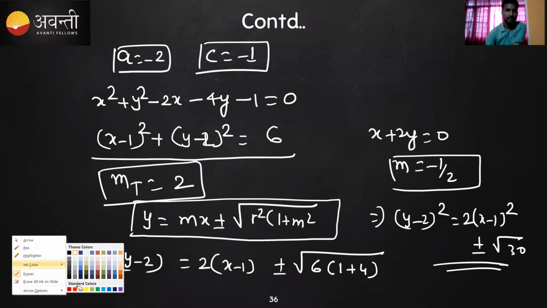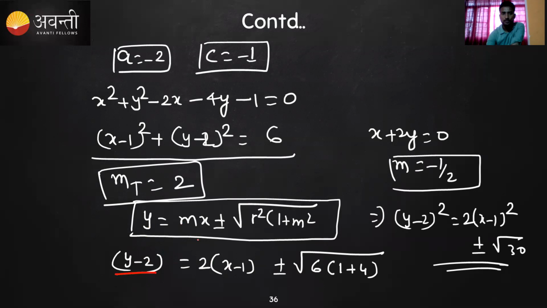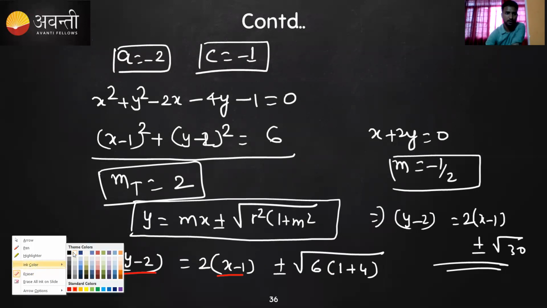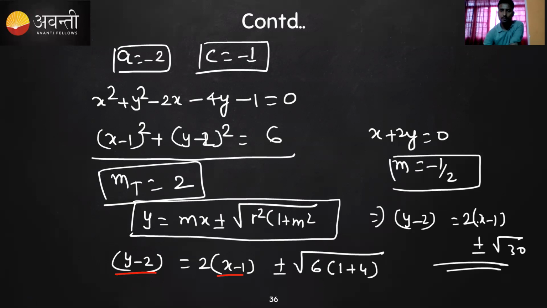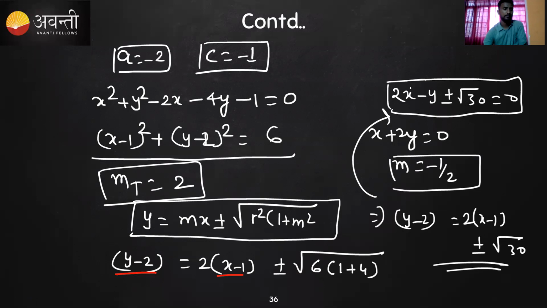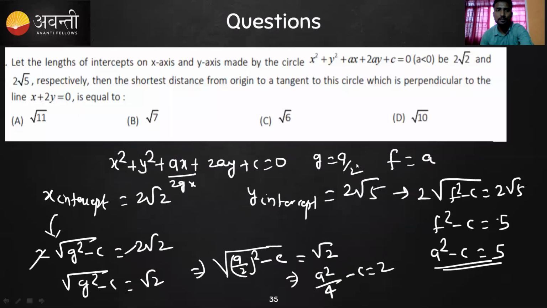I hope it is clear, this is actually y minus 2, this is x minus 1. I'm just removing this part because it is a long process, so you might be confused, but just see the process of how I am doing it. So y minus 2 is equal to 2 into x minus 1 plus minus root 30. After solving this, what will you get? You will finally get 2x minus y plus minus root 30 is equal to 0. So this equation you will get. Just solve this.